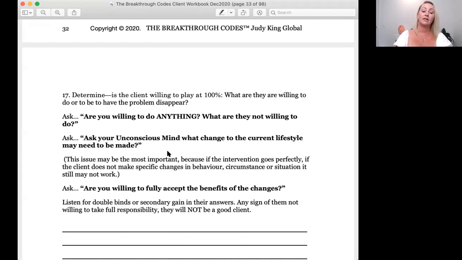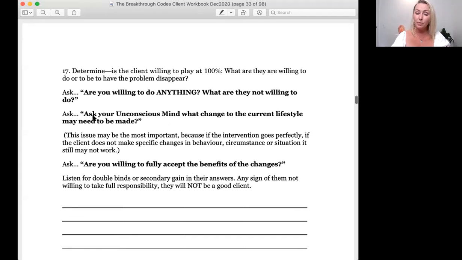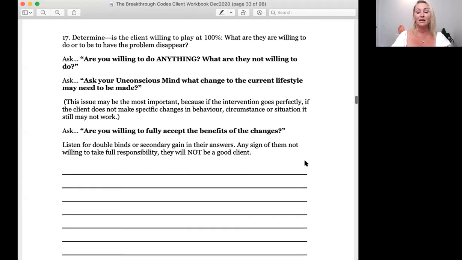So this issue may be the most important, because if the intervention goes perfectly, but the client does not make specific changes in behavior, circumstance, or situation, it still may not work. So this is super important to understand. And are you willing to fully accept the benefits of this change? Wow, I love this question so much. Listen for double binds or secondary gain in their answers. Any sign of them not willing to take full responsibility, they will not be a good client. And I highly, highly, highly recommend, if they're not rock solid in these answers, then you say, you're not ready. You're just not ready.